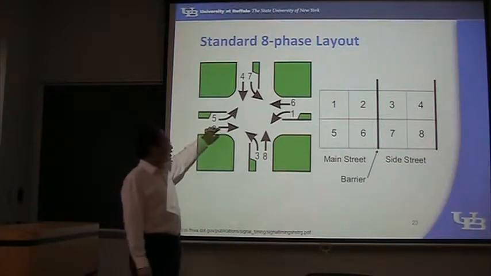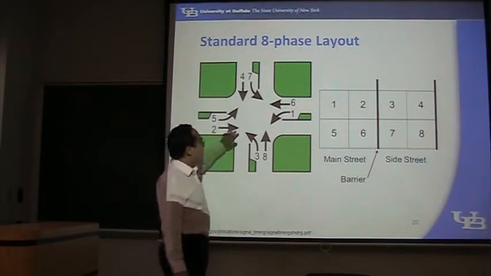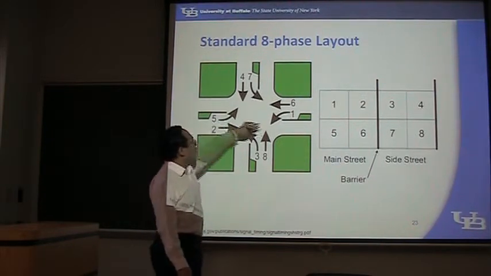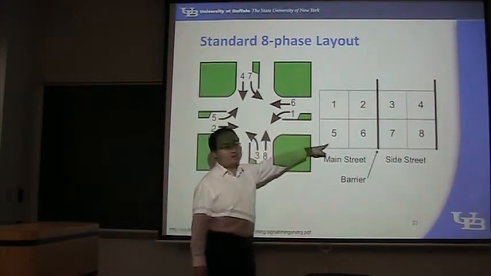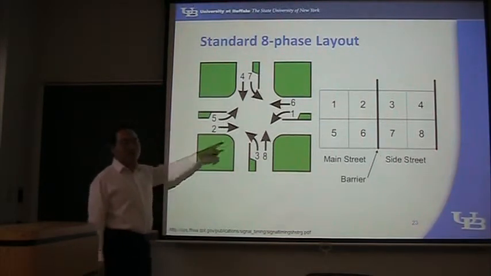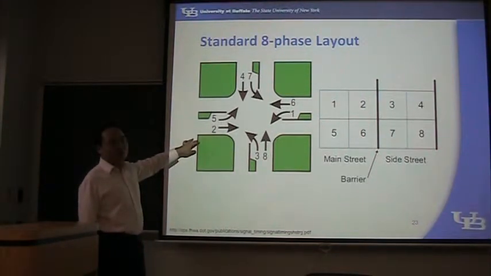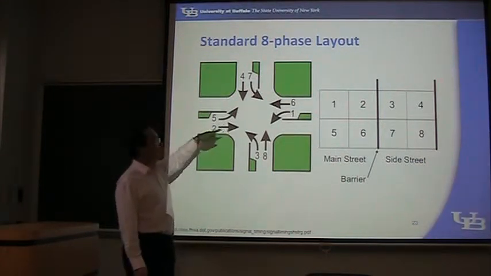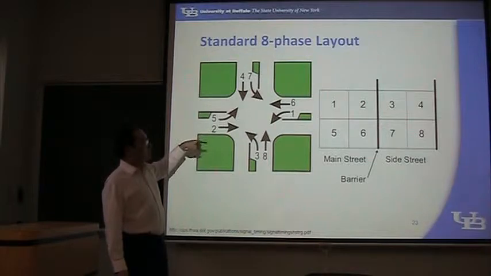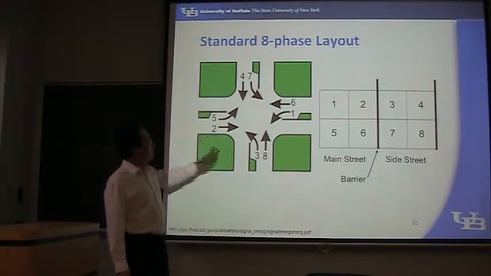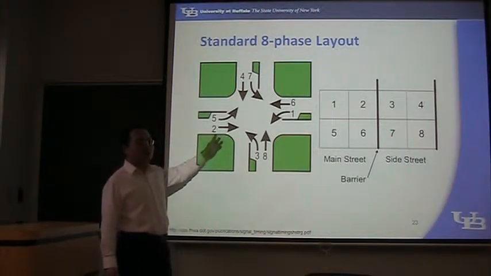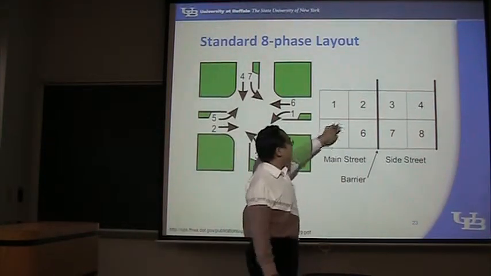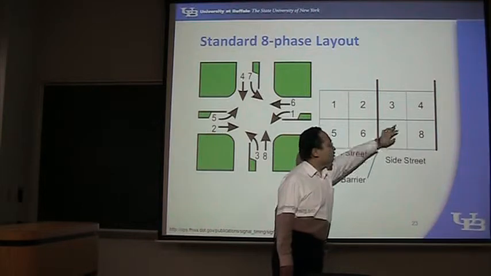In the first phase, we allow the left turn movements 1 and 5 for the major street. In the second phase, we allow the through movements 2 and 6 on the main street. Then we allow the left turn at the side street and the through movement on the side street too. So 1, 5, 2, 6, 3, 7, and 4, 8.